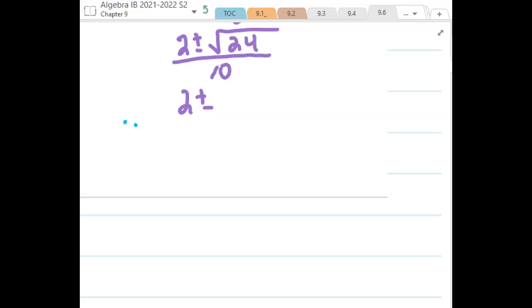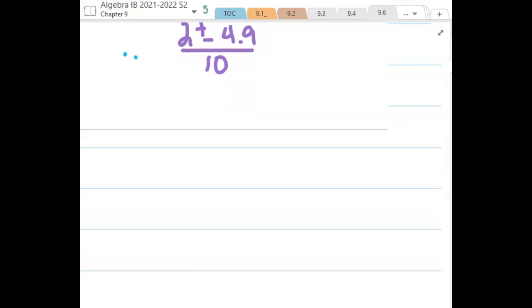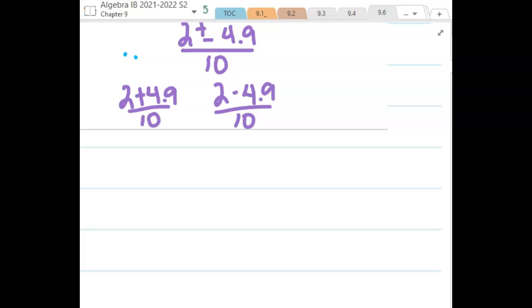Just like we're going to be completing the square, we're going to round. We're going to write it as a decimal. So the square root of 24 gives you about 4.9 all over 10. Once you get to this step, now you're ready to break it apart into your 2 answers. Your 2 answers are going to be 2 plus 4.9 over 10 and 2 minus 4.9 over 10.